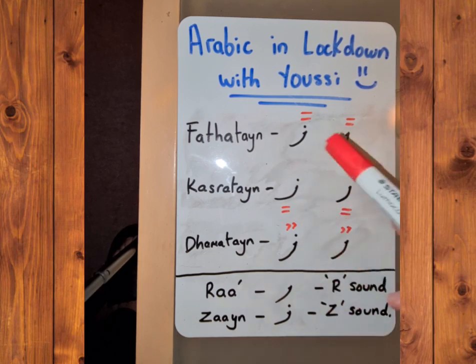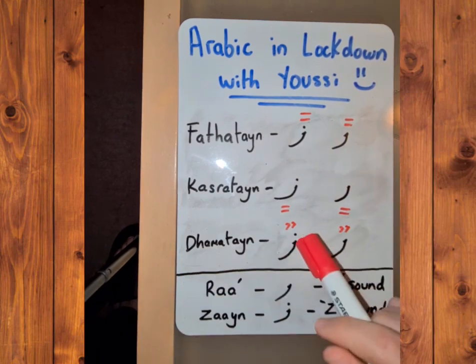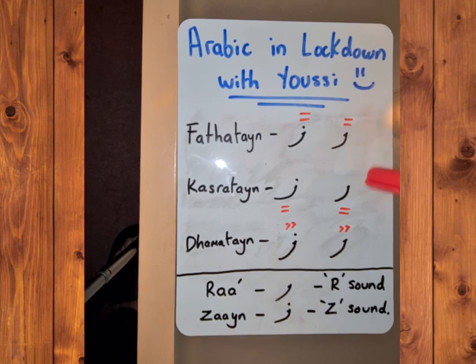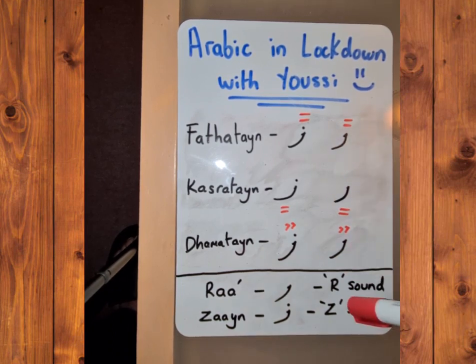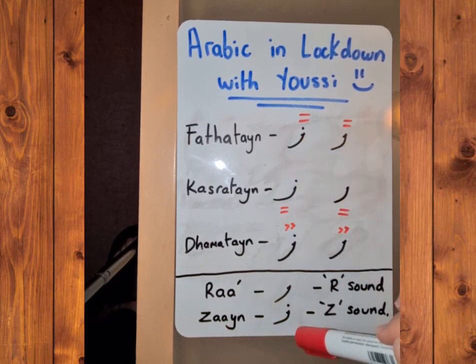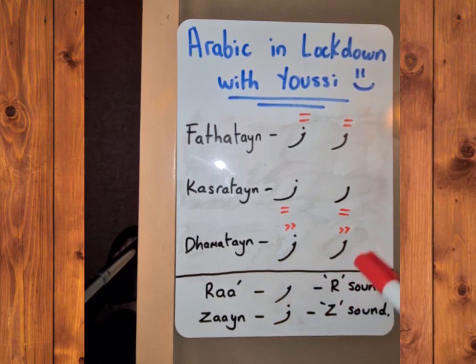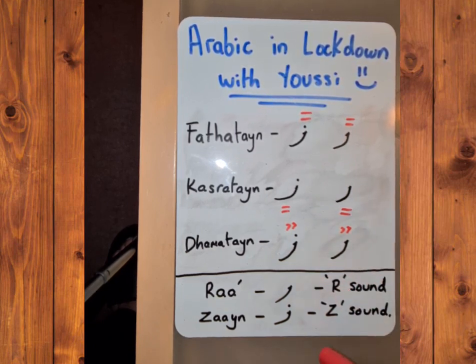Okay, let's do each letter on its own so that we can actually get a grip of these sounds. Listen carefully. Ran, rin, ron, zan, zin, and zun. Okay, just another reminder. Ra is the R sound and zain is the Z sound. Now we move on to the next two letters.